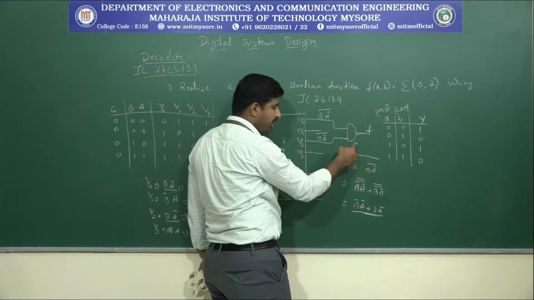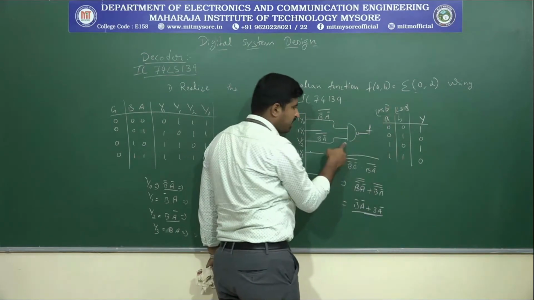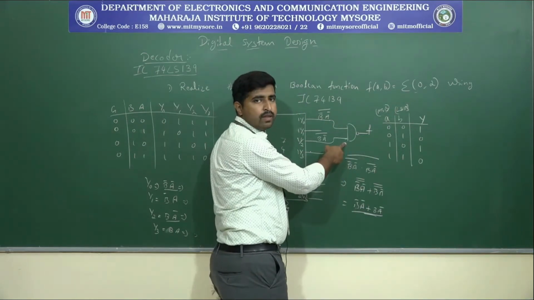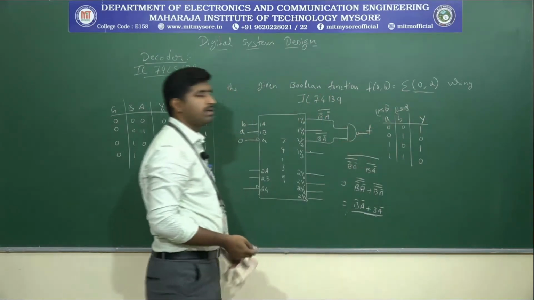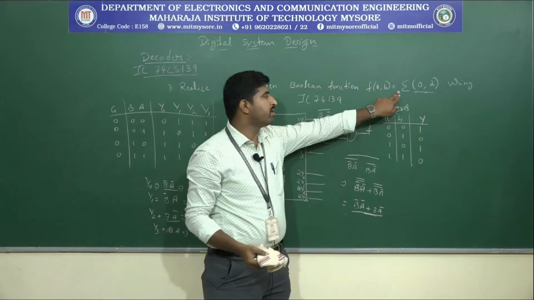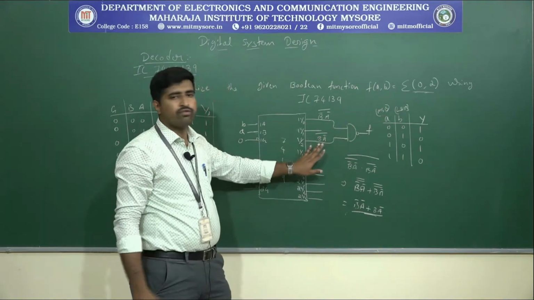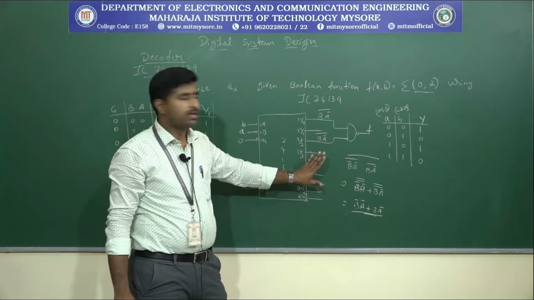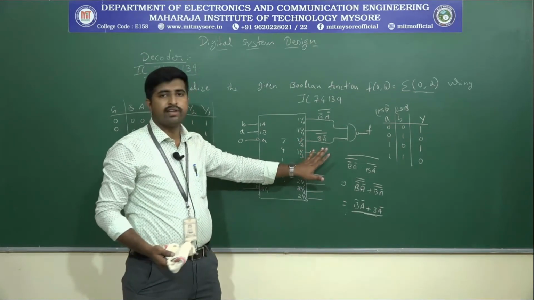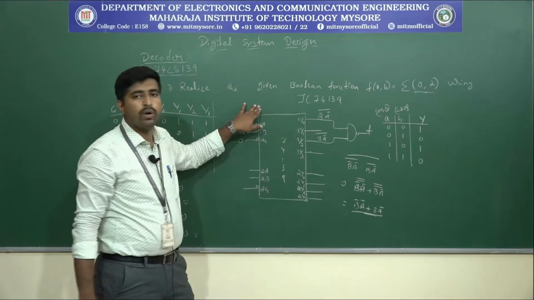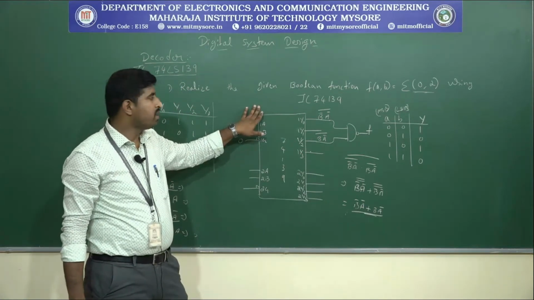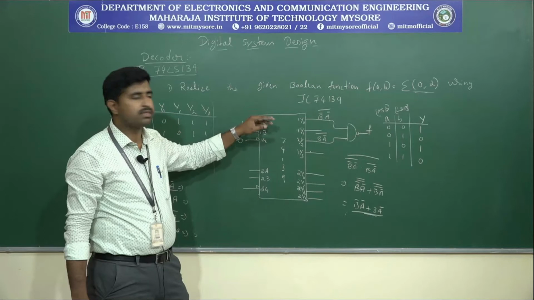The same thing thus will be ORed. The same thing is going to happen here also. Okay, so this is how we are going to implement a two variable function using a 2:4 decoder. Okay, hope you understood this one. So that is how we could implement a two variable function by using the 74139. Okay, so similarly we are going to solve some more problems related to this.